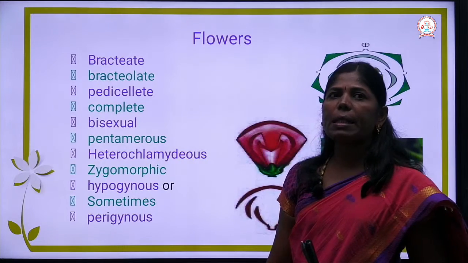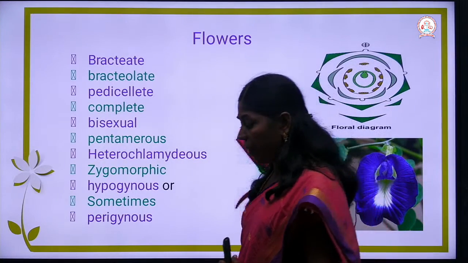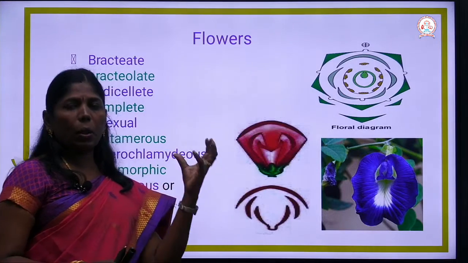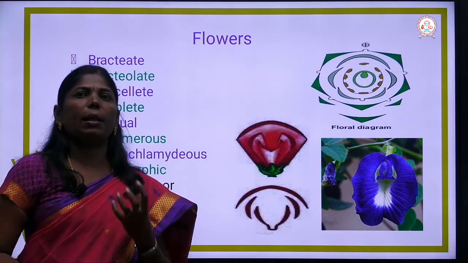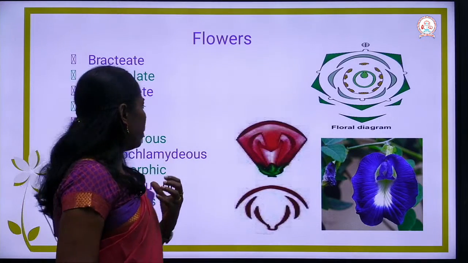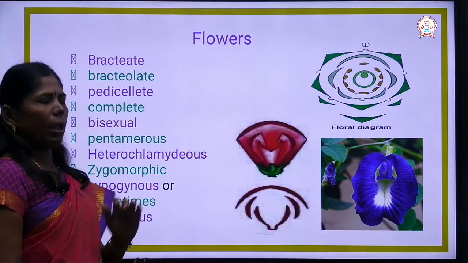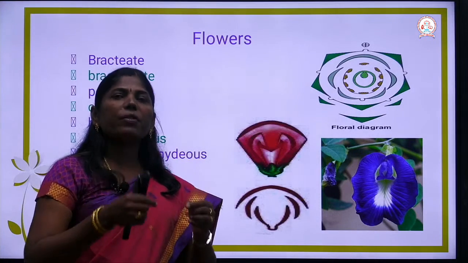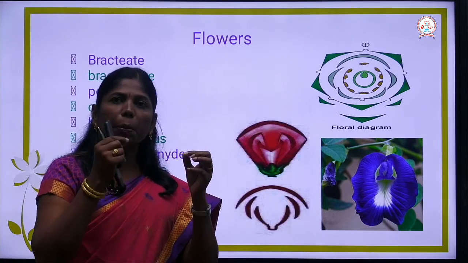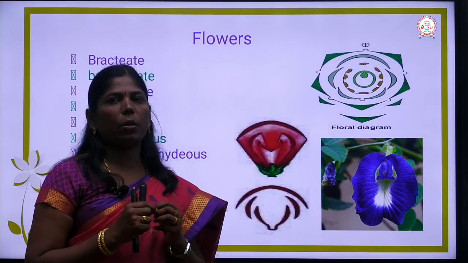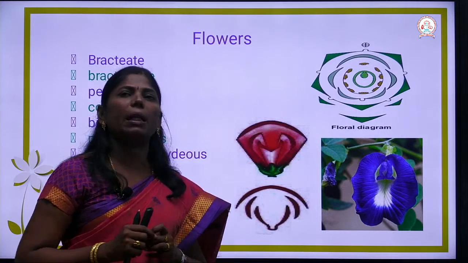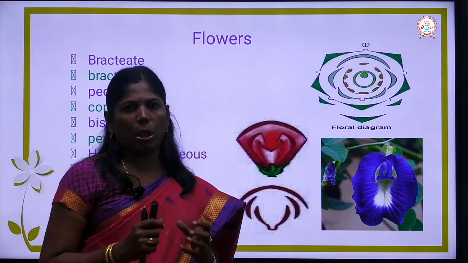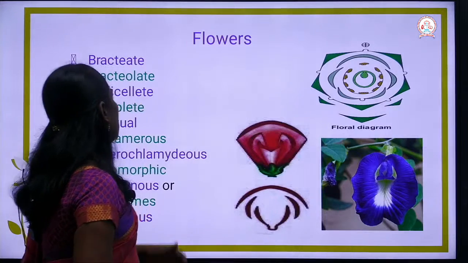Next we are going to see the floral characters, that is, the flower characters. What are the characters in the flowers? Let us see what floral parts are there in the flowers. The first one is bracteate. What is a bract? The bract is present at the base of the pedicel. If it is at the base of the petiole, we call it stipulate; if it is at the base of the pedicel, that is a bract. If it is present, that is called bracteate.